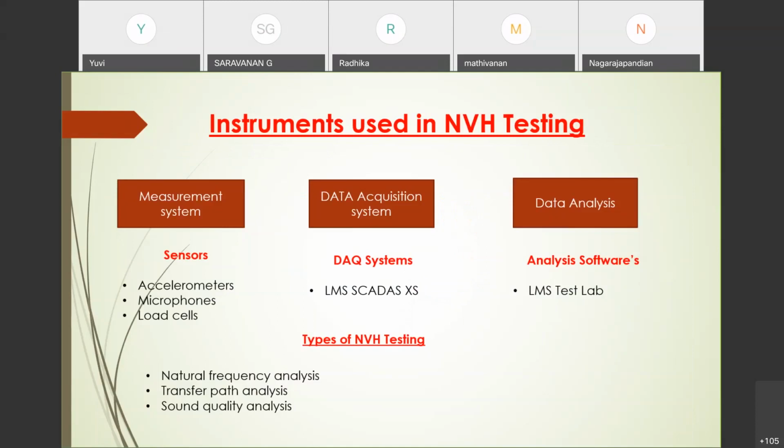These are the instruments we use in NVH testing. Sensors are accelerometers, microphones, and load cells. The DAQ system is LMS SCADAS, and the analysis software is LMS Test.Lab. Again, the concept is going to be the same, while the brand may differ. So next, what are the types of NVH testing?